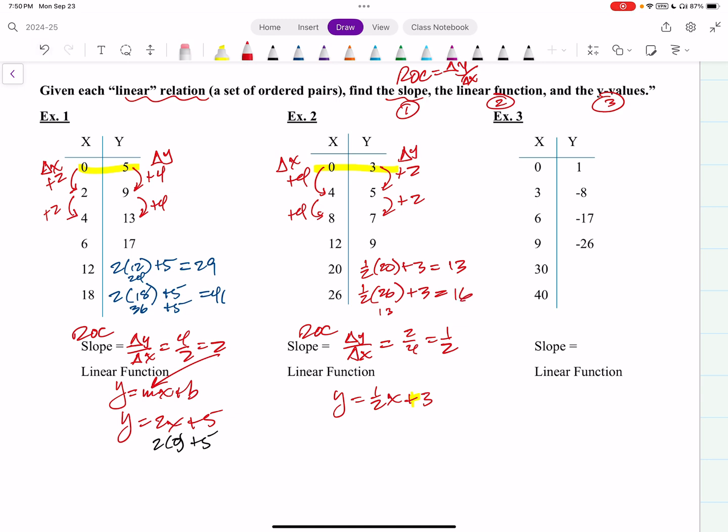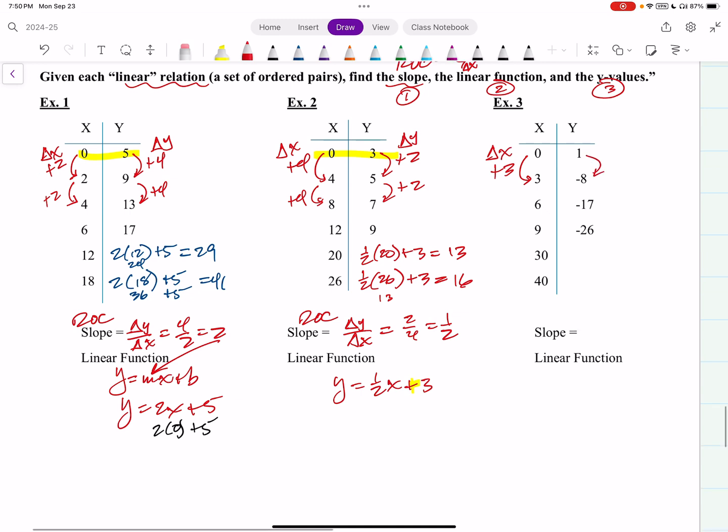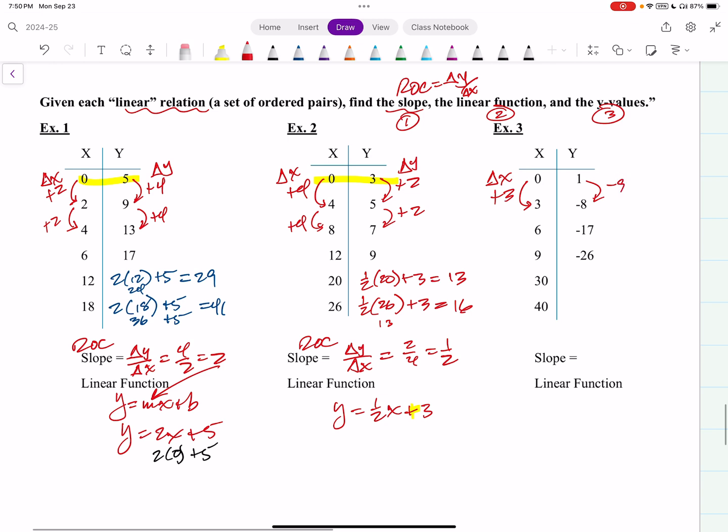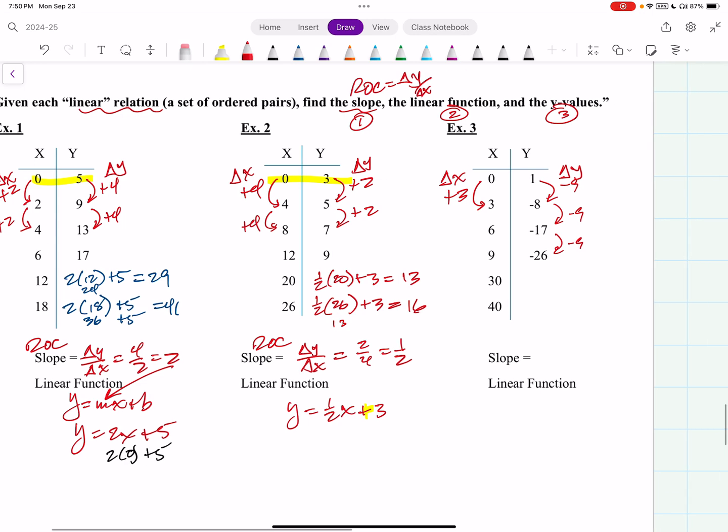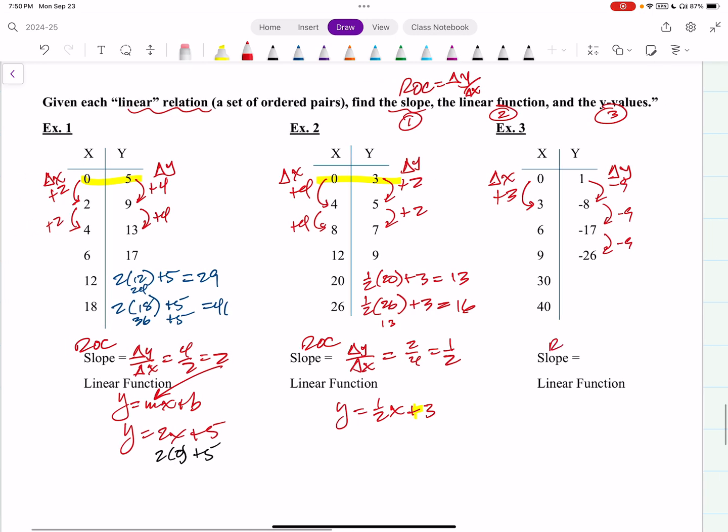Okay? And we just have one more to do. But the idea is the same. You find your change in x first, which is 3. You find your change in y here first. From 1 to -8, you have to subtract 9. And here you subtract 9. And here you subtract 9. So delta y is -9 because you're decreasing, you're getting smaller. So your slope, which is your rate of change, as I keep saying here, is always delta y over delta x. And that's -9 divided by 3, or -3.